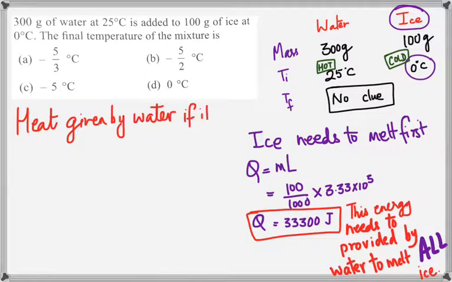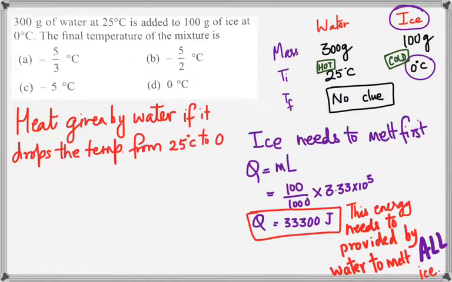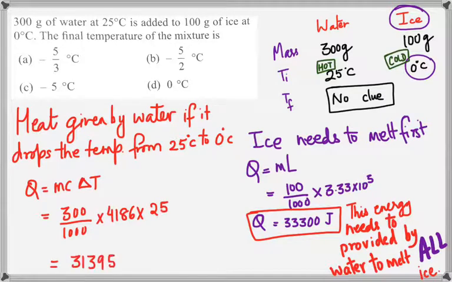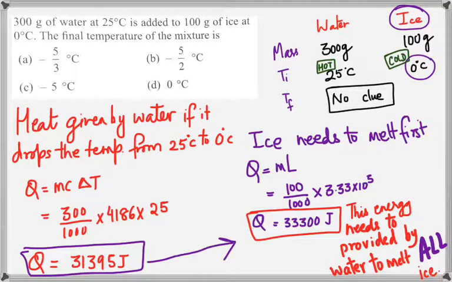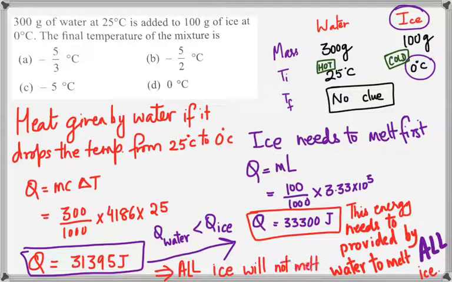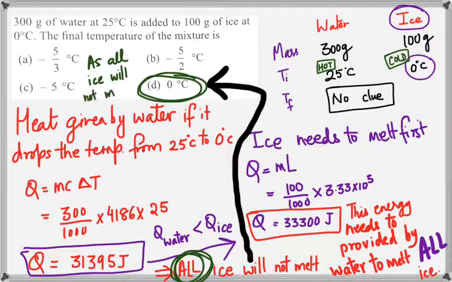Let's check how much heat water can provide. Its temperature will fall from 25 to 0 degrees Celsius. We apply Q equal to mc delta T, substitute the values, and we get it as 31,395 joules. This energy is less than the energy required by the ice. That means all the ice is not going to melt. Some of the ice will melt, some will not. So it will be an ice-water mixture, and hence the final temperature has to be 0 degrees Celsius.